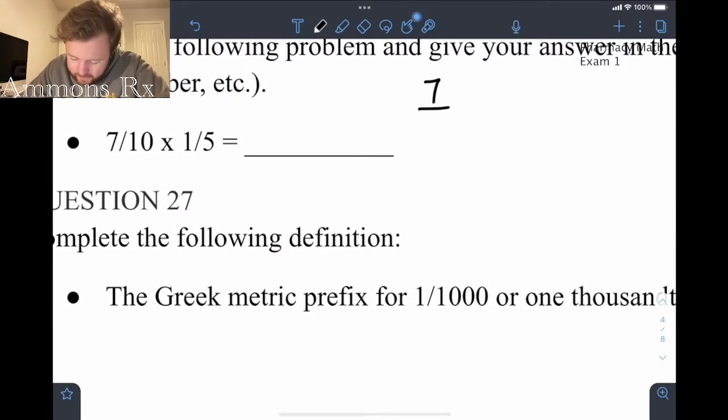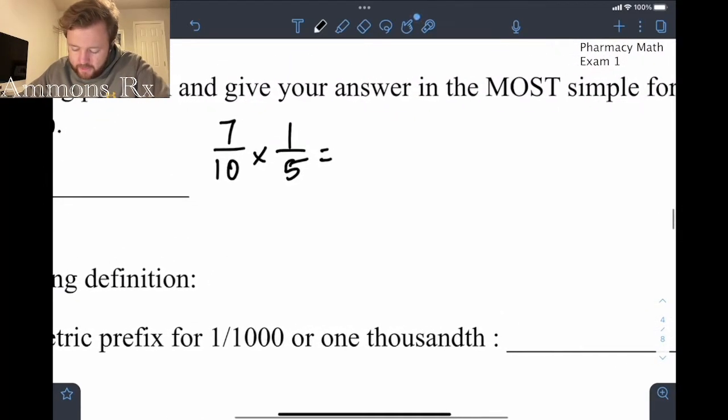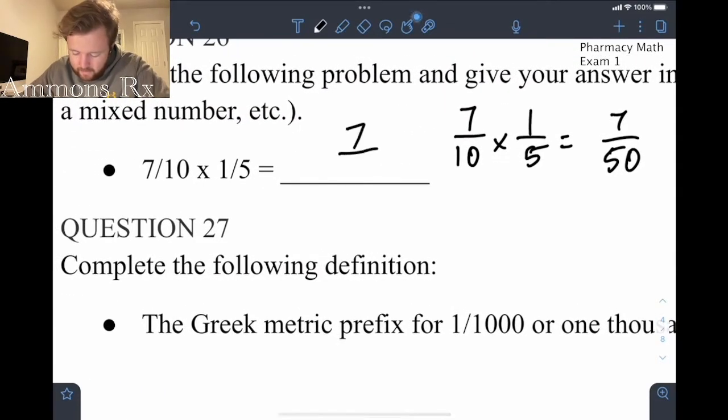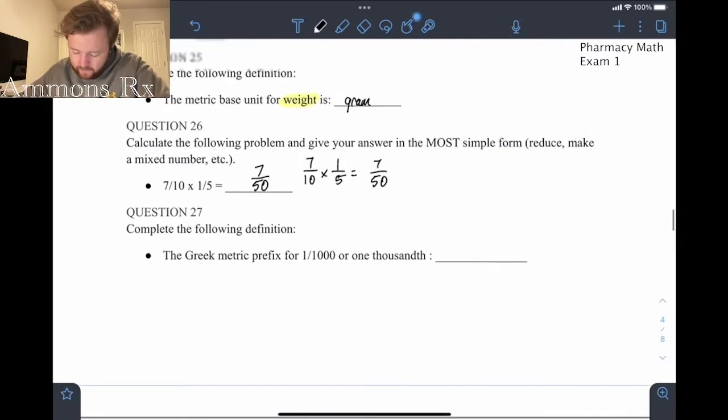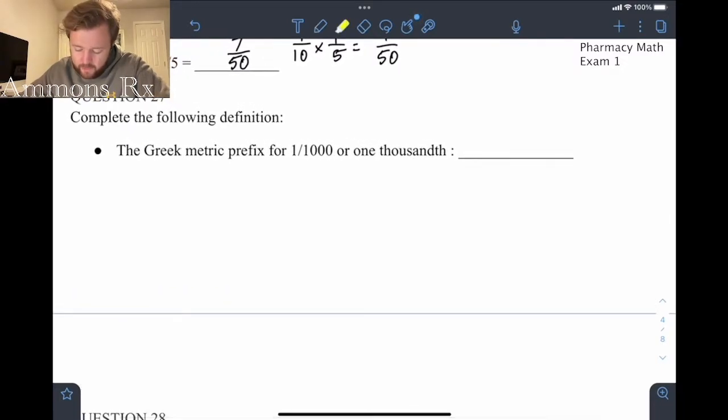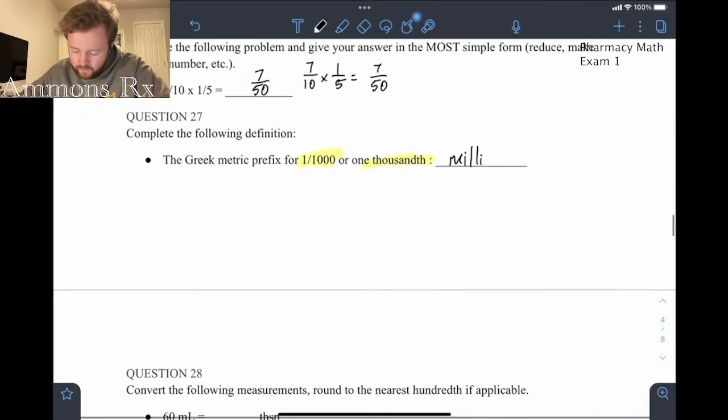Another math problem with fractions, 7 over 10 times 1 over 5. Good thing multiplication is easy because it's just straight across. So it turns into 7 over 50. Does it simplify? No. 7 over 50. The prefix for 1 over 1,000, or a thousandth, is milli. Milli is 1/1000th.